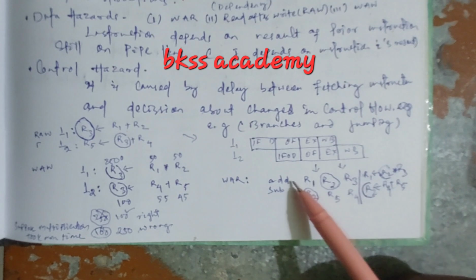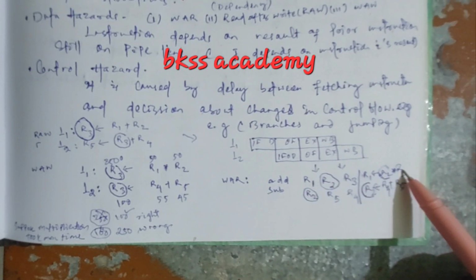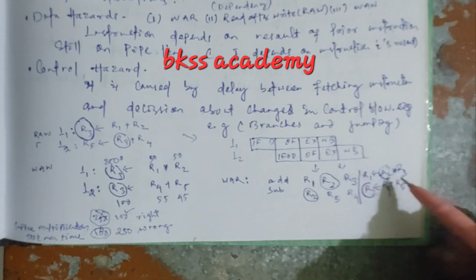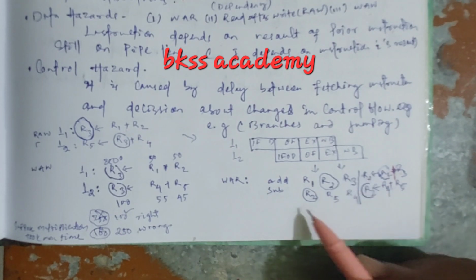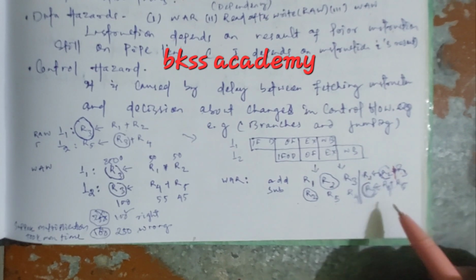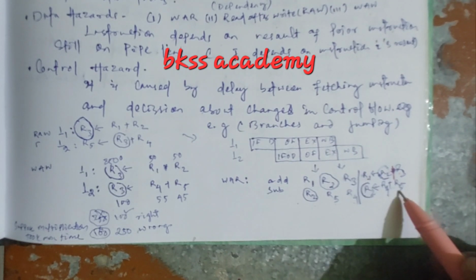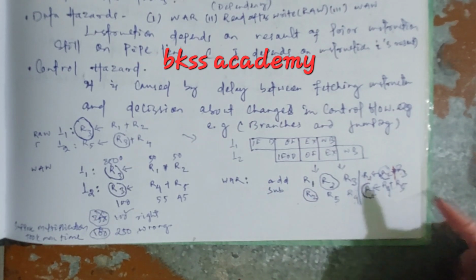Write after read: add R1, R2, R3, that means R2 and R3 will be added, and that will be stored in R1. Then sub R2, R5, R4, that means R5 minus R4 will be stored in R2. That means write after read. First we have to read, then we go for write.